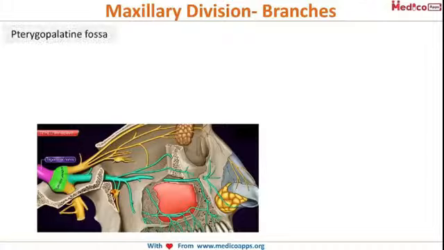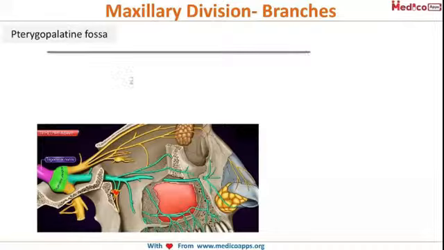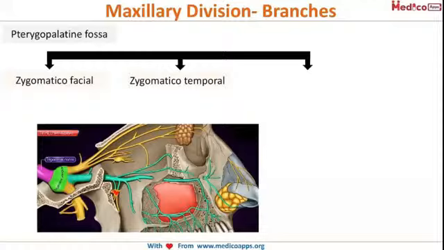So what are the branches within the pterygopalatine fossa? As you can see, first here we have a ganglion. What is that ganglion? It is the pterygopalatine ganglion, or the monkey ganglion. In this area it gives out its first few branches, that is zygomaticofacial and zygomaticotemporal. This is the zygomaticotemporal branch, and here is the zygomaticofacial branch. Then it gives a few branches to the pterygopalatine ganglion, that is this ganglion here.